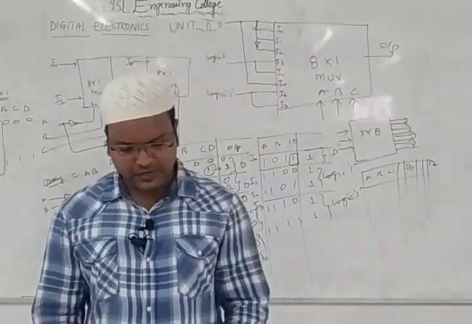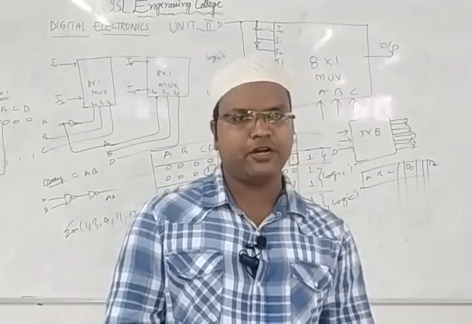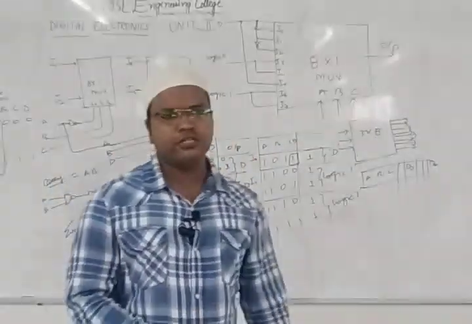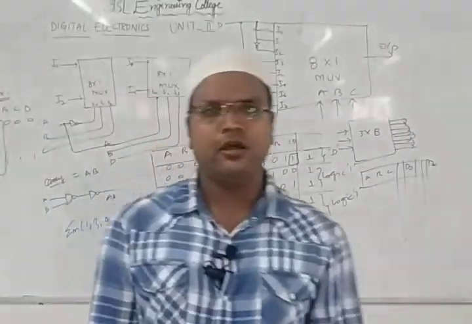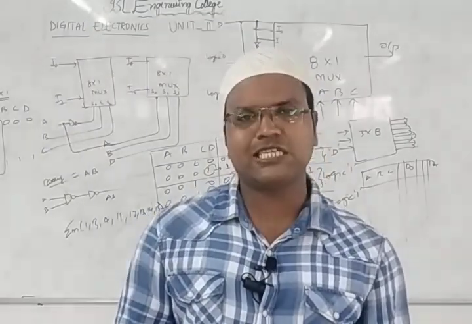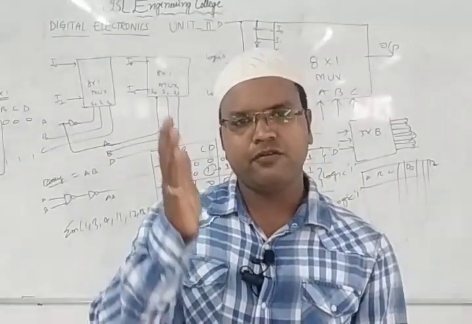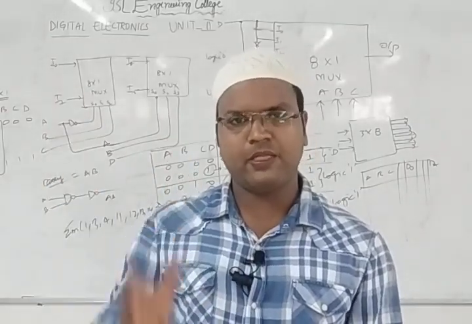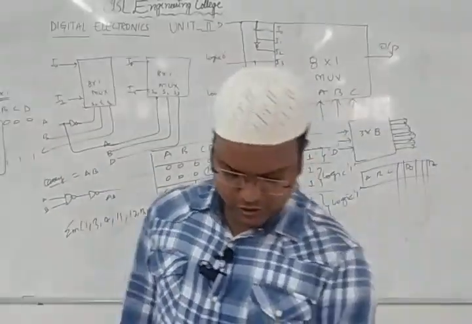Next, construct a 4:16 decoder using 3:8 decoders. It's the same question we did in the previous class, so you can proceed in the same way. The question is 4:16, which means 4 inputs and 16 outputs, and you need to design it by using a 3:8 decoder.